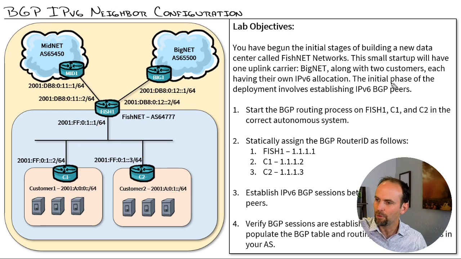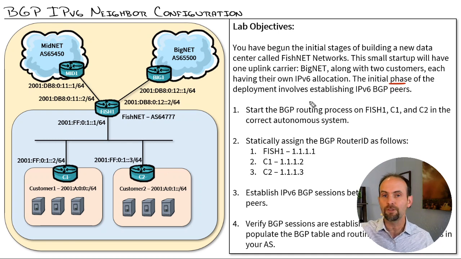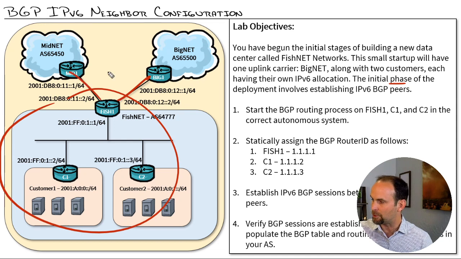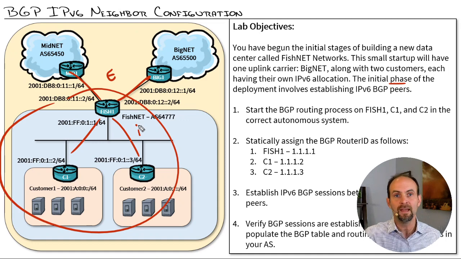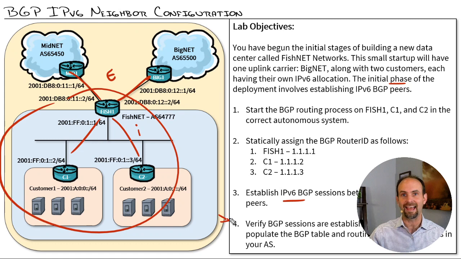So the initial phase of this deployment will involve establishing the IPv6 peers. So we're going to start the BGP process on Fish1, C1, and C2. That's these guys, right? Get that configured with both eBGP and iBGP. So this is our E, this is our I, right? BGP outside and inside the autonomous system. Set up a router ID. Now, in the IPv6 world, if you do not have any IPv4 addresses on your router, this becomes mandatory. It's no longer like, oh, that's nice. You have to do it. And you'll see that when we do the lab together. We'll then set up all the IPv6 BGP sessions and then verify that everything is working as we expect.